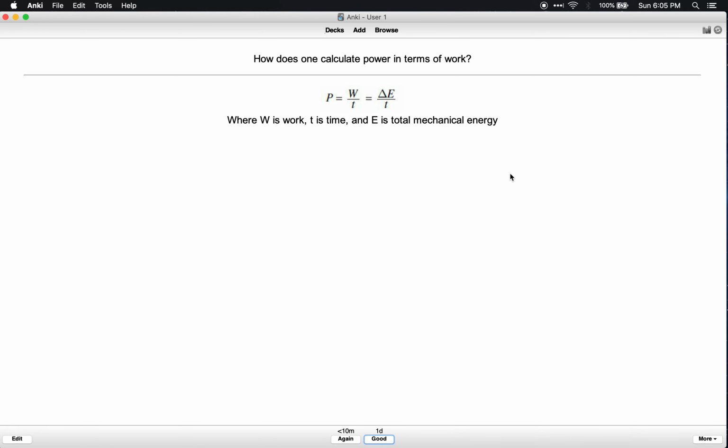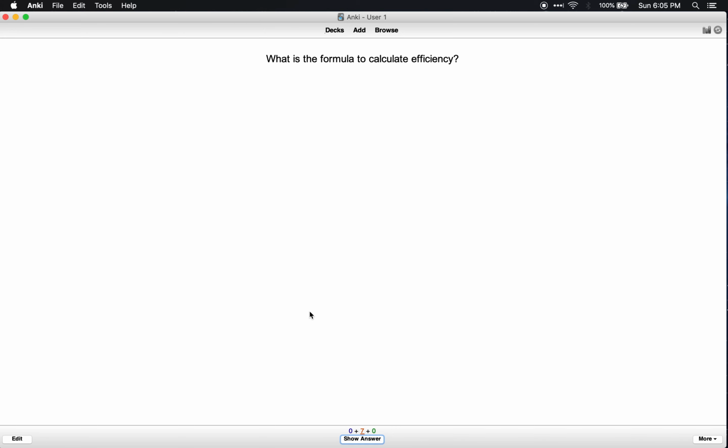Power in terms of work: power equals work over time, or delta E over time. Work equals delta E for non-conservative forces. Efficiency equals work out over work in, or load times load distance over effort times effort distance. Power in terms of force: power equals force times v cosine theta.